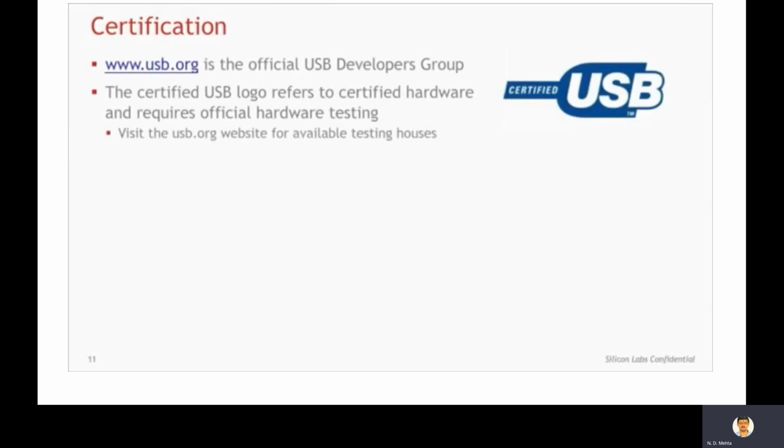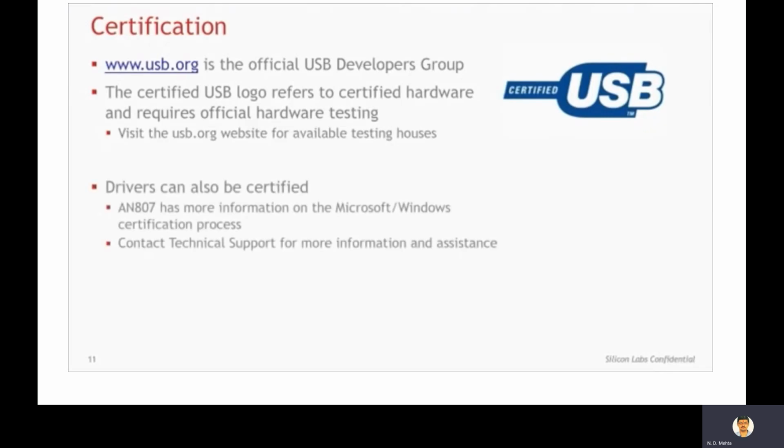There are two types of certification for USB devices. USB logo certification refers to hardware. Any device that features the certified logo has undergone hardware USB testing. The USB.org website is the official USB organization and has testing houses available for hardware certification. Drivers can also be certified, and this process is different for different operating systems. Silicon Labs has an application note to guide our customers through certification for Windows.